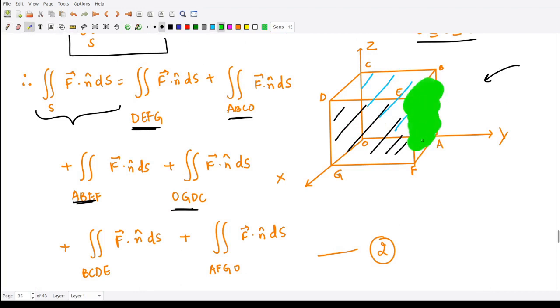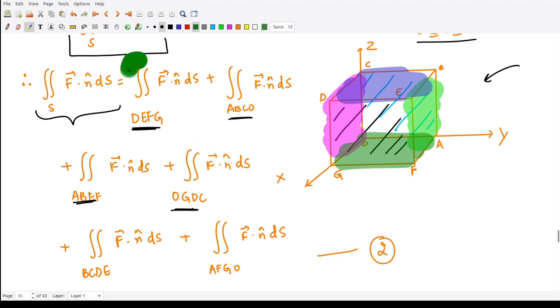ABEF is this portion. Then you have OGDC is this portion, and then you have BCDE. BCDE is this one, upper portion, and then you have AFGO. This is this portion, right? So you cover all the 6 faces of this cube. So let's get going. Let's solve all these components one by one.